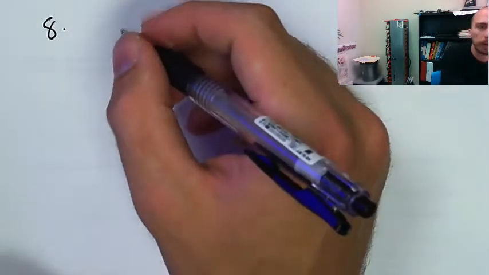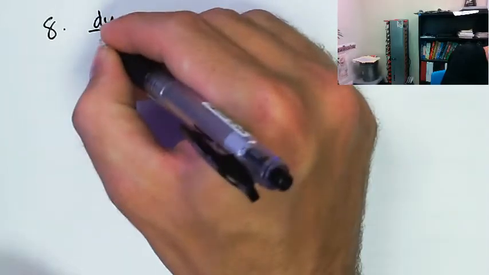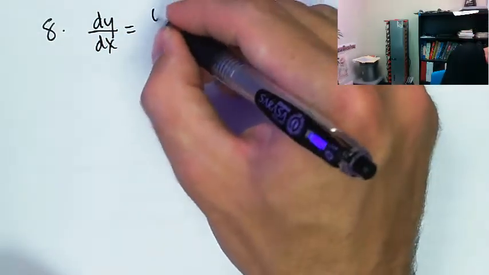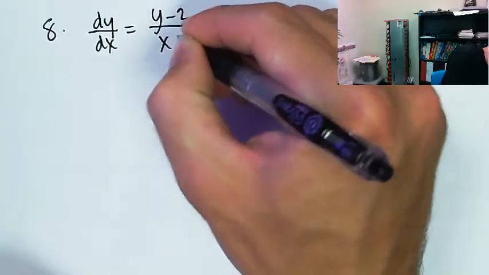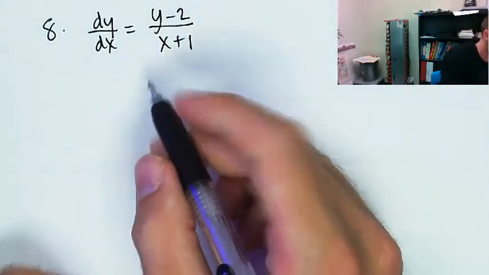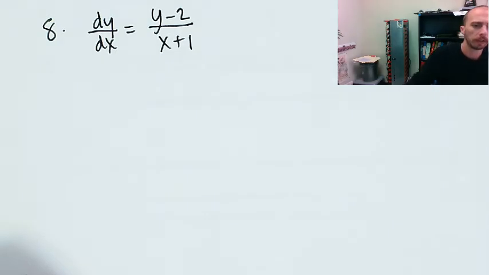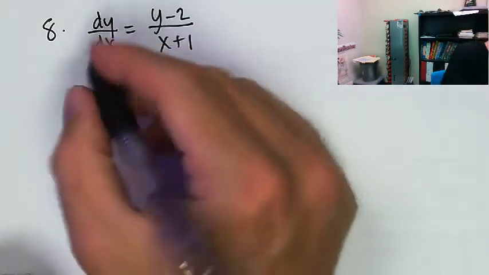All right. For 8, dy dx equals y minus 2 over x plus 1. So this one's going to end up being a little weird, I think, because, right, it's going to have logs on both sides. Okay, so it'll be all right, though.